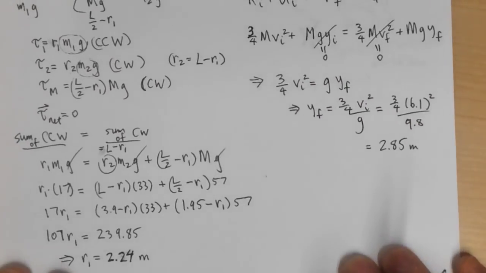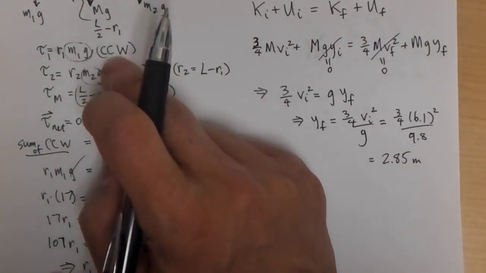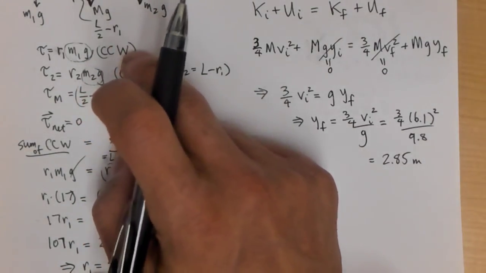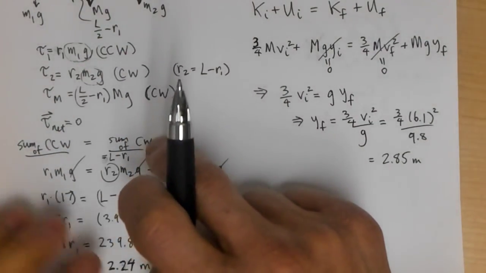So now, key concept here is that the net torque must be 0. So I like to do it by saying the sum of the counterclockwise torques is equal to the sum of the clockwise torques.